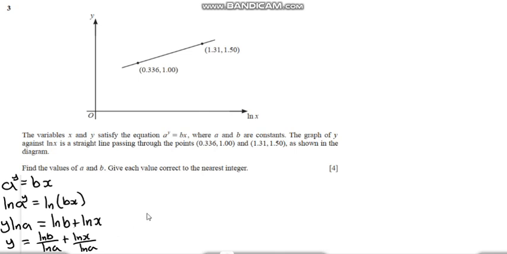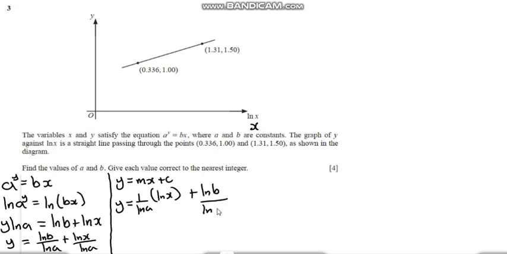So this is looking close to the form of a linear equation, which is y is equal to mx plus c. Remember, our x in this form is acting as ln x, so we simply separate ln x from 1 over ln a. So that means this can be written as y is equal to 1 all over ln a, into bracket ln x, then plus ln b all over ln a.